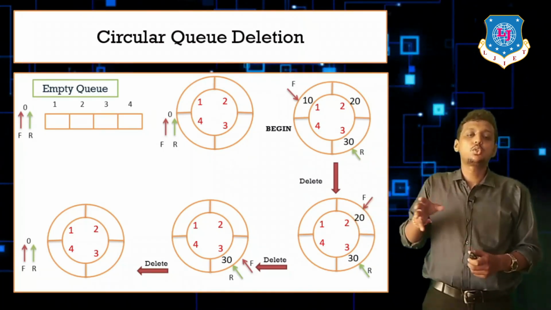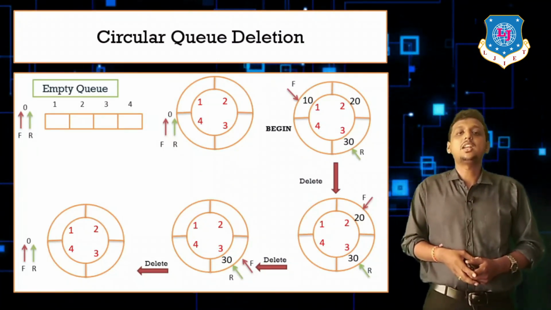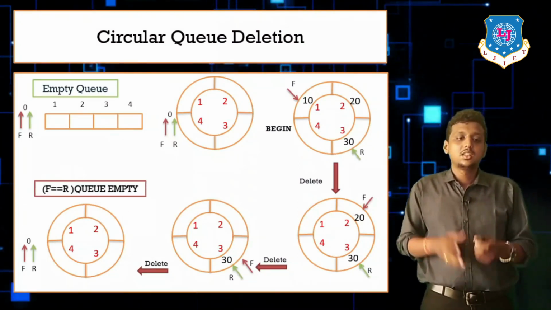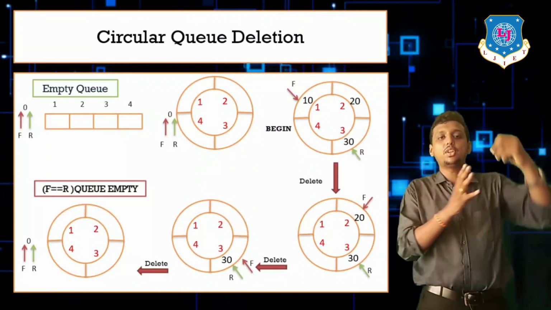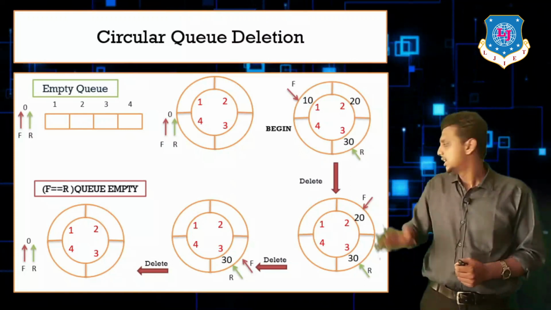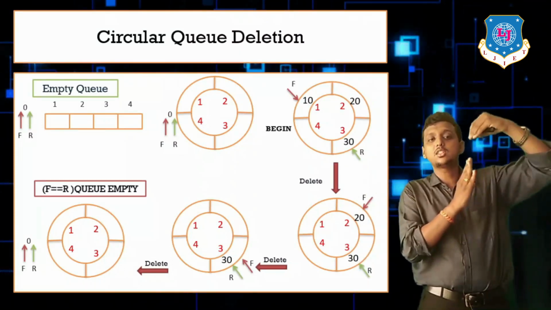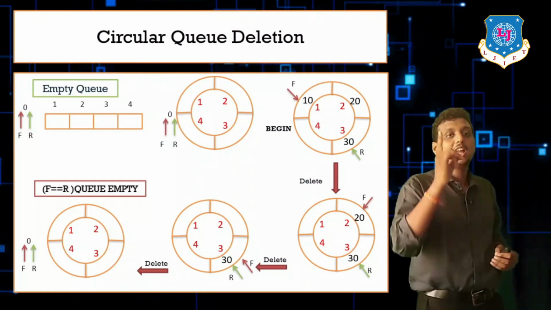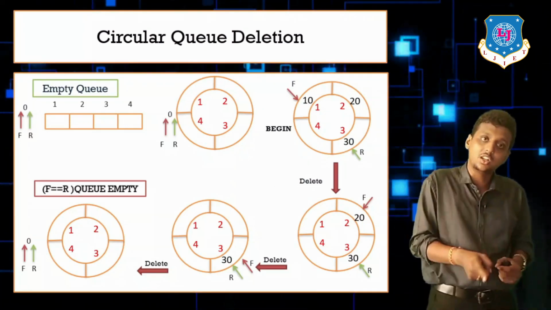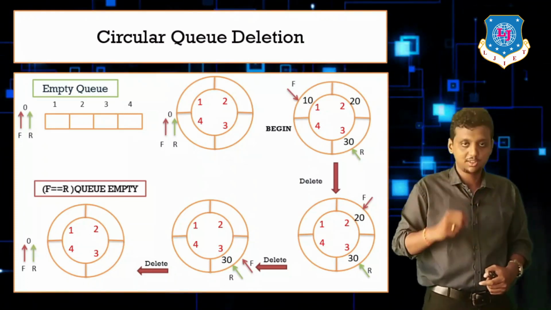An empty queue, students, has my front and rear both pointing to the 0 position. So my queue becomes empty when front and rear are at the same position. Have you ever noticed that in circular queue deletion, if F and R are both at the same position, it is known as empty, and in circular queue insertion, when F and R are at the same position, the circular queue is full.